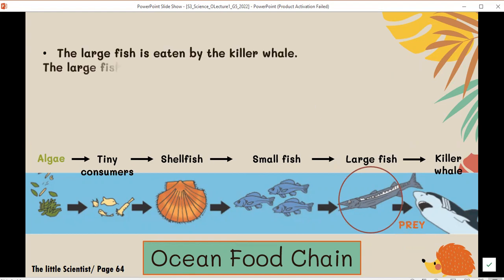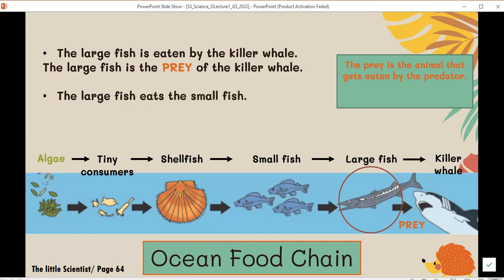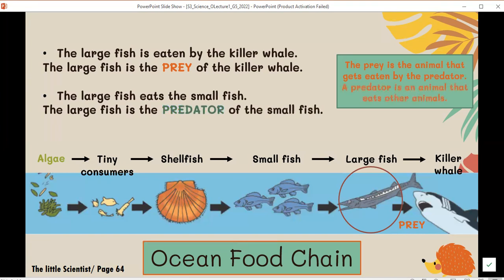So we say that it is the prey of the killer whale. The prey is the animal that is eaten by another animal. Okay? The large fish eat the small fish, right? So the large fish is the predator in this case. A predator is an animal that eats other animals. So the large fish can be a predator and a prey at the same time.